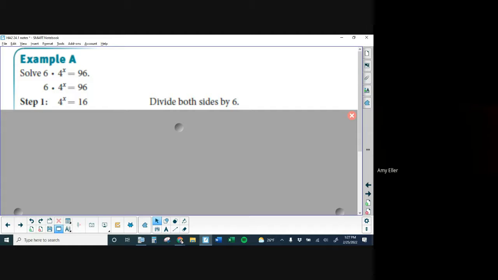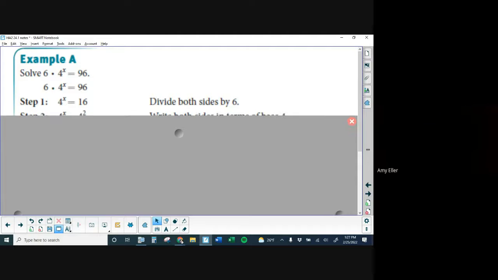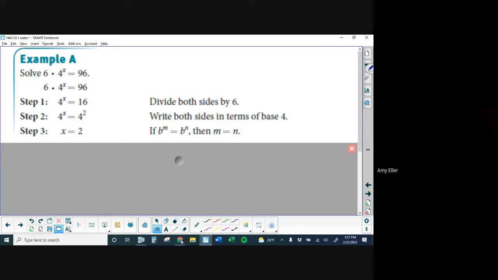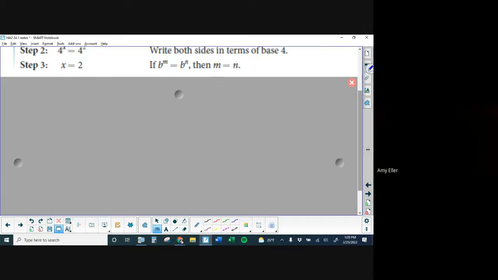I want to get 16 to have a base of 4. How could I write 16 with a base of 4? 4 squared is the number 16. And now look what you have. The bases are both 4, so x has to be 2. And you can just check your work if you have time. Let's look through another one.